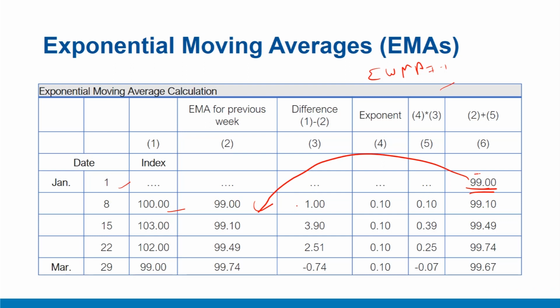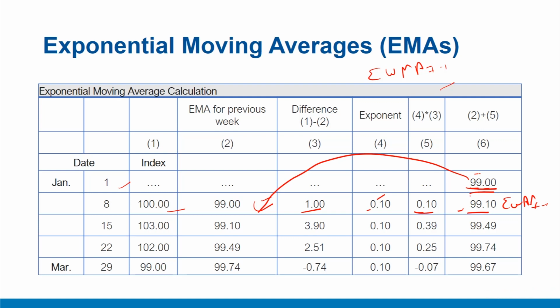So this difference between 100 minus 99, which is 1. Alpha here is the exponent. So this one is multiplied by 0.1. So we get the first term as 0.1 and this is added to the previous period EWMA T minus 1, which is 99, to get 99.1. Now this is our latest EWMA T minus 1.